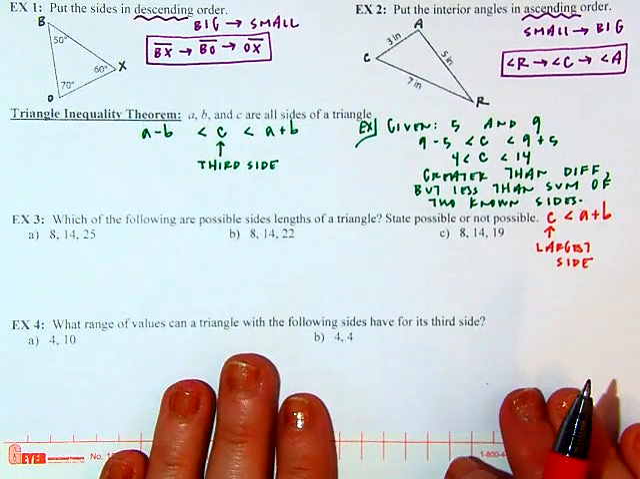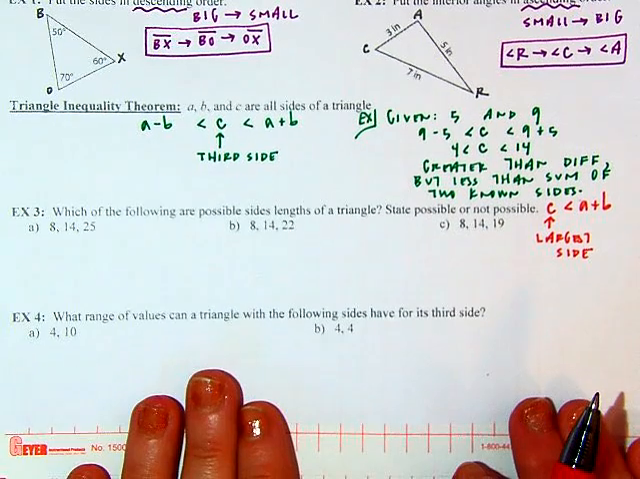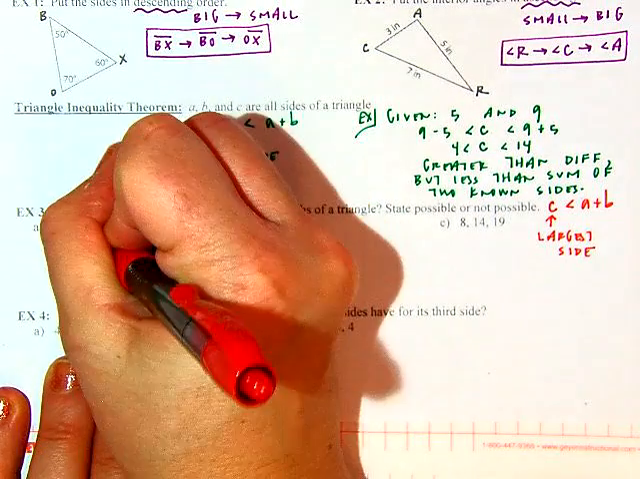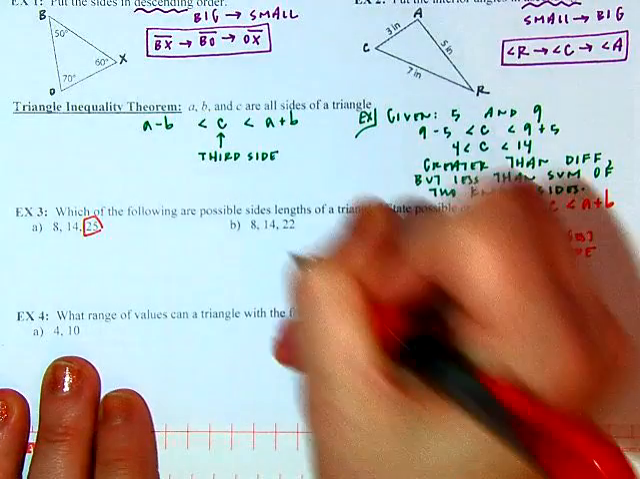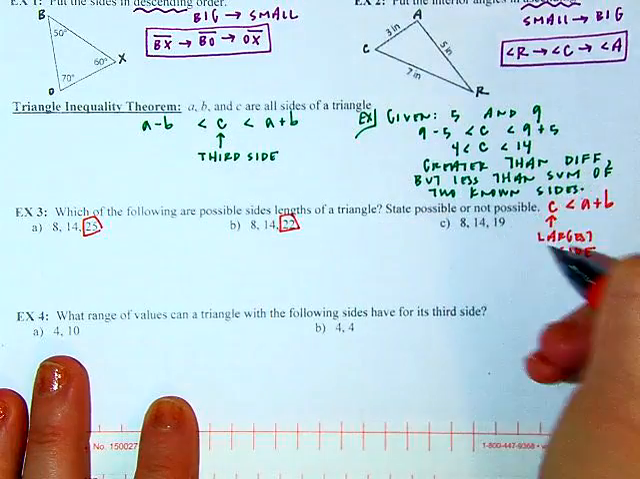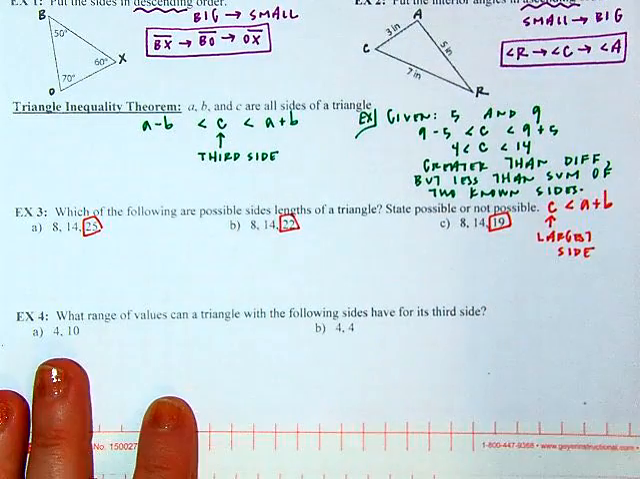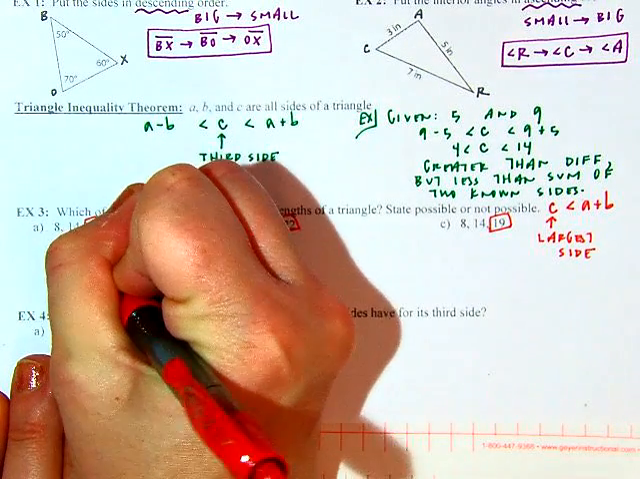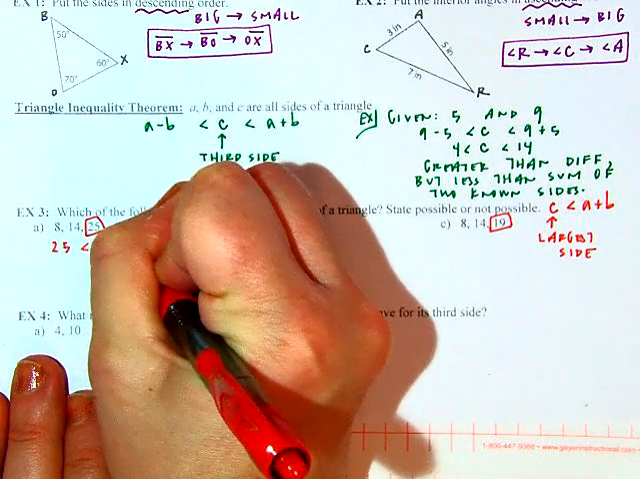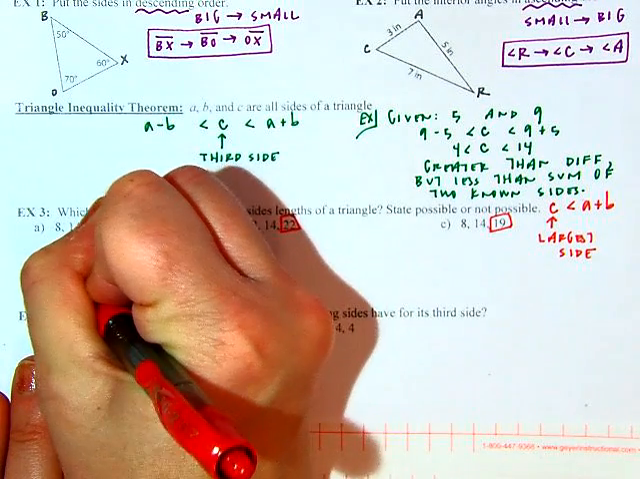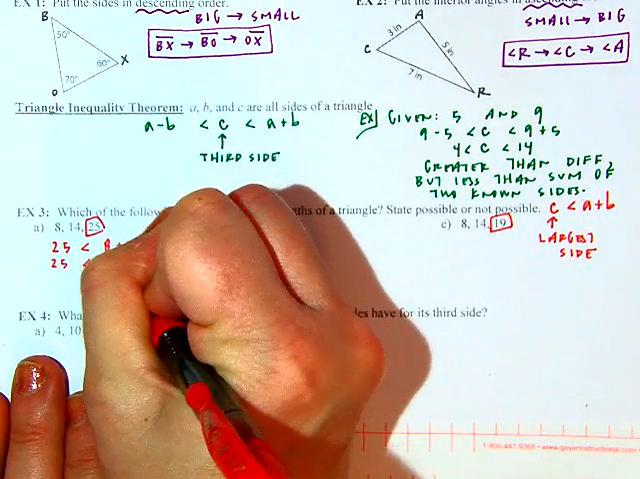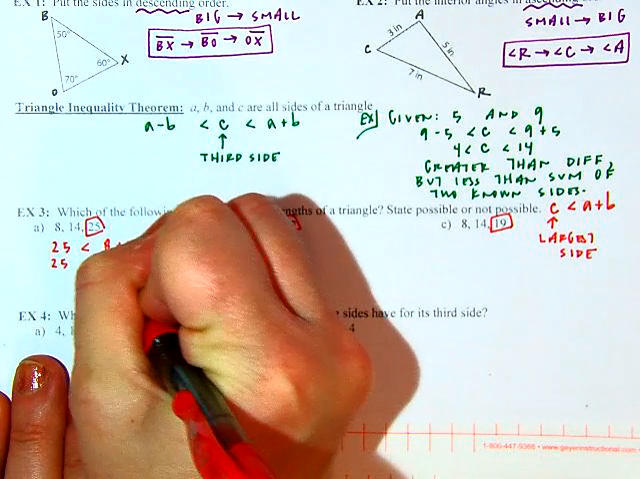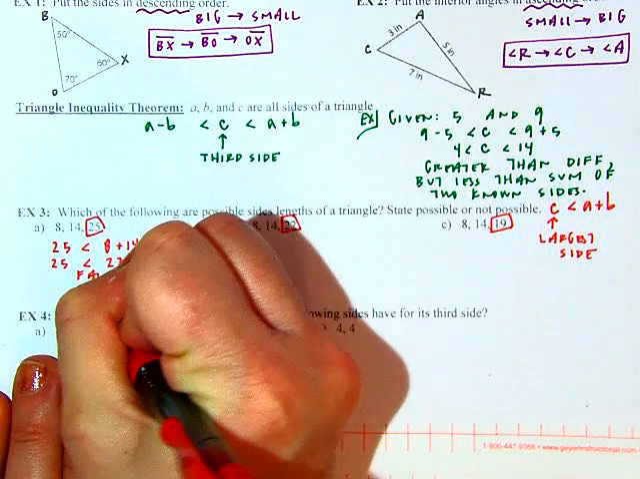All right, so I'm saying, well, the largest side has to be less than the sum of the two other known sides. So my largest side is 25 here. Here it's 22. And here it's 19. So I'm focusing on that as my C. So is 25 less than 8 plus 14? Is 25 less than 22? Right? Absolutely not. This is false. So this triangle is not possible.